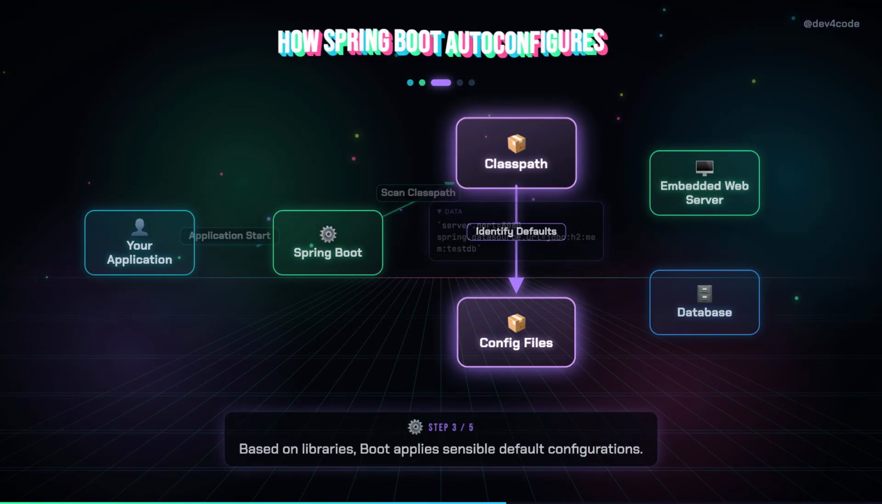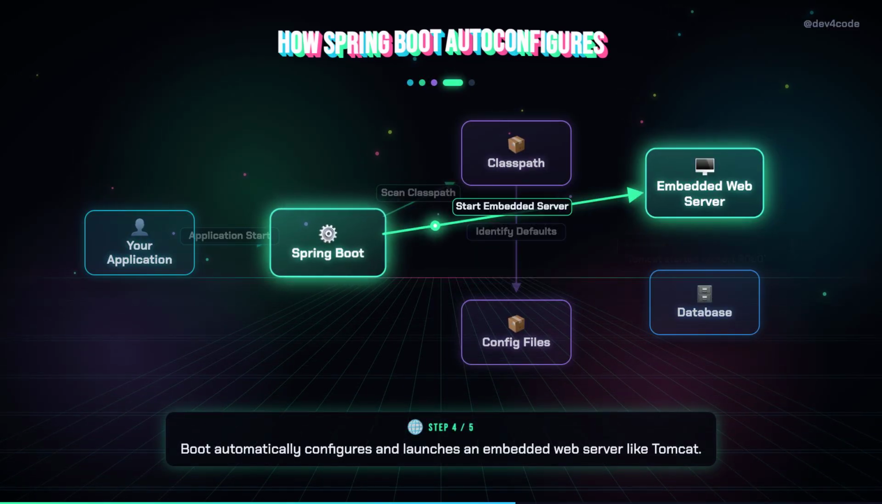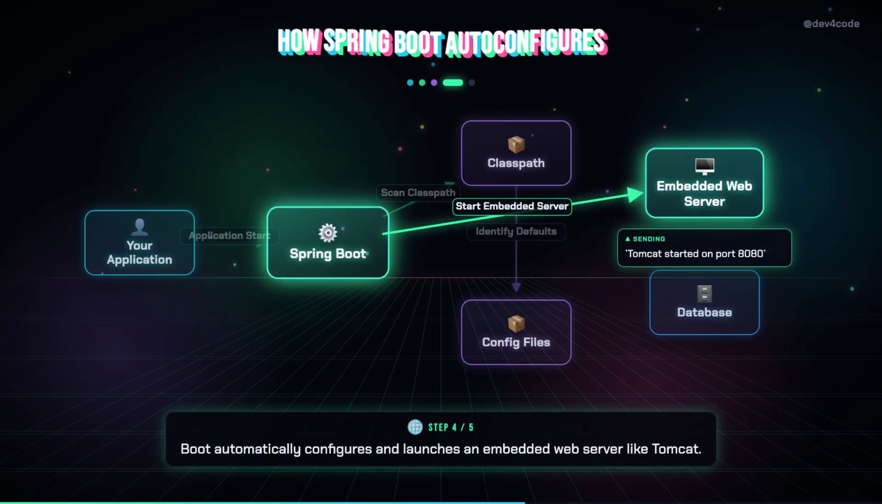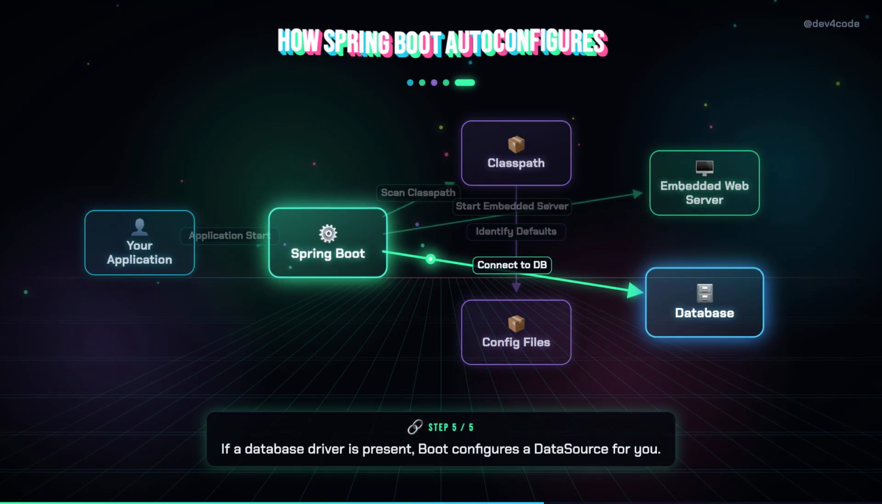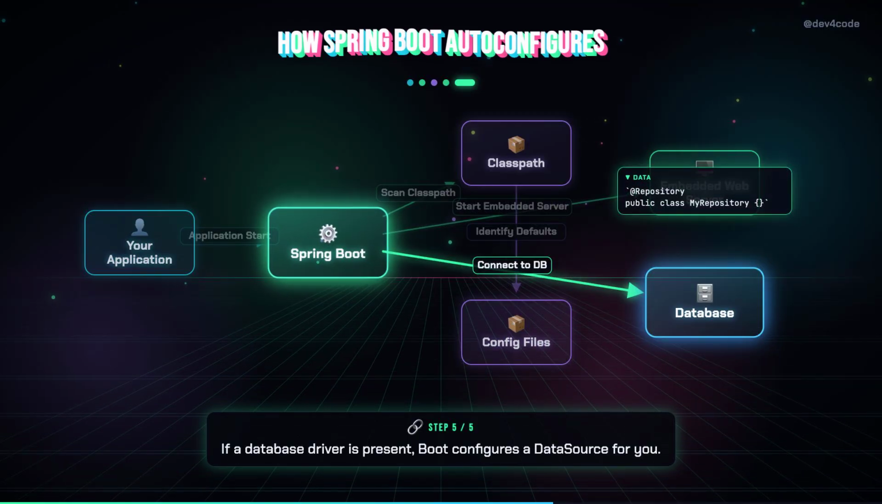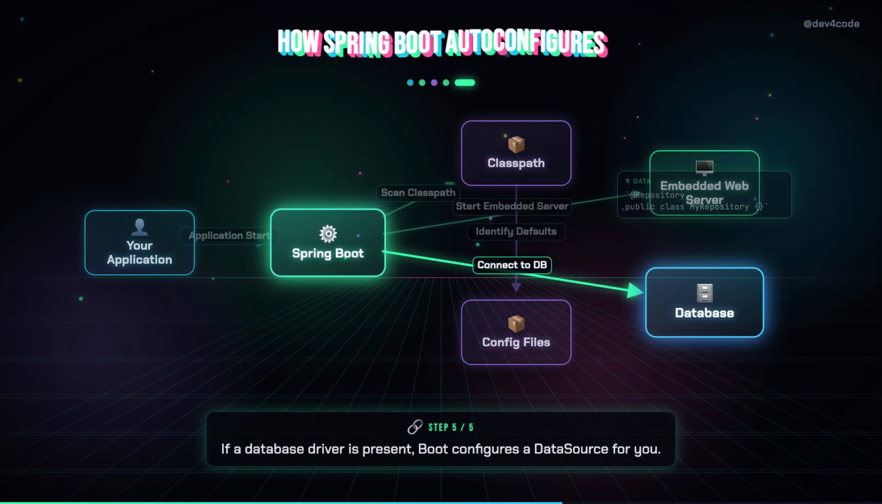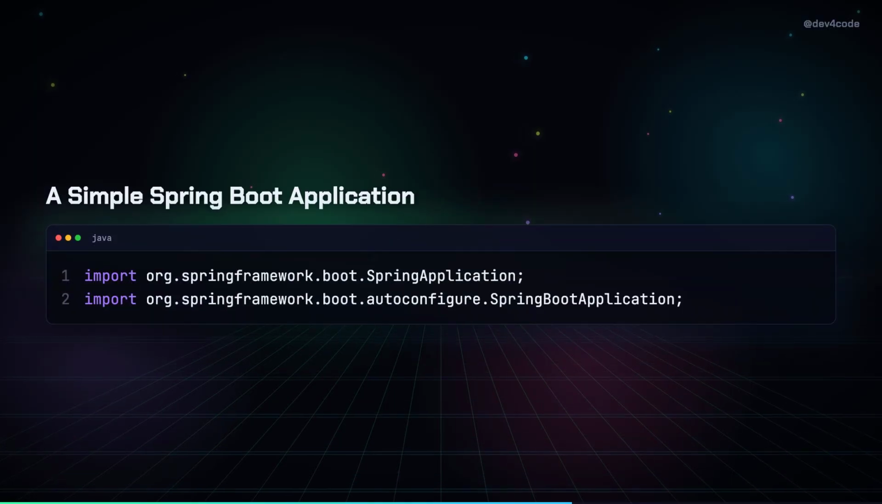It then launches an embedded server like Tomcat, making your application a self-contained, executable JAR. No more manual deployment descriptors or server installations. Just java -jar app.jar, and you're live. Compare that to the XML mess.